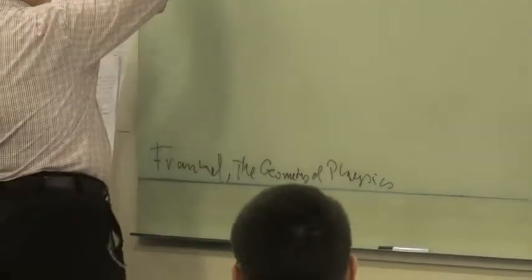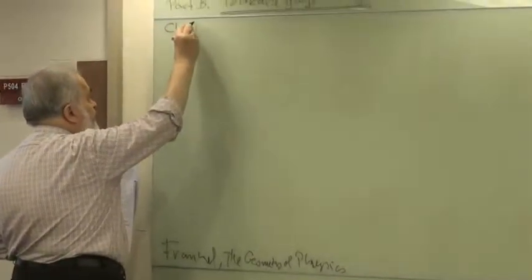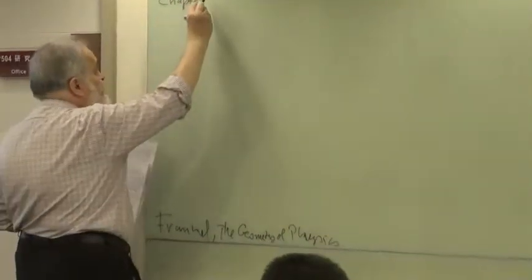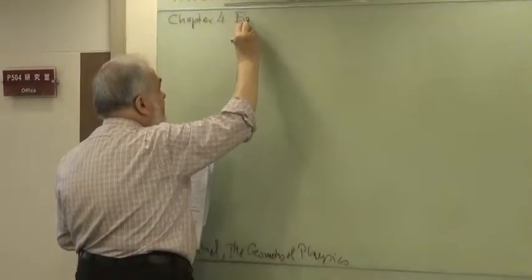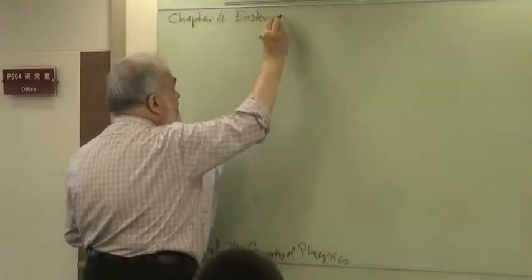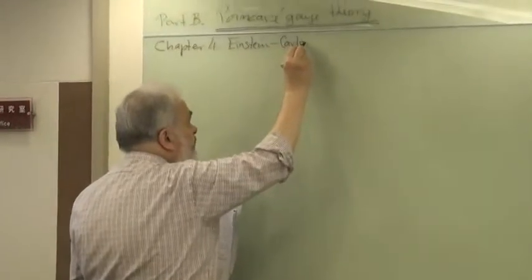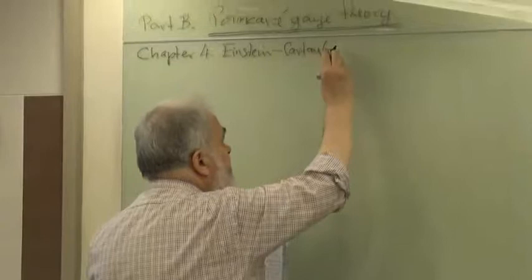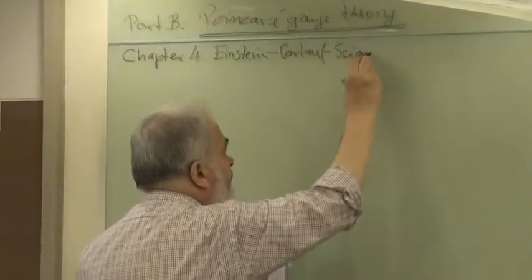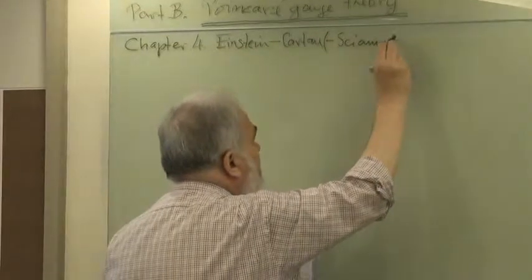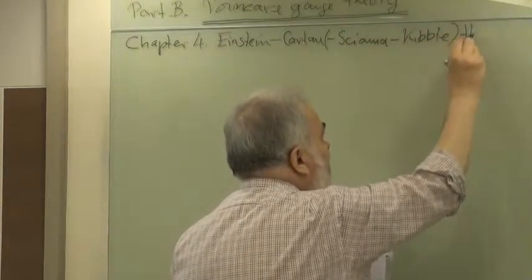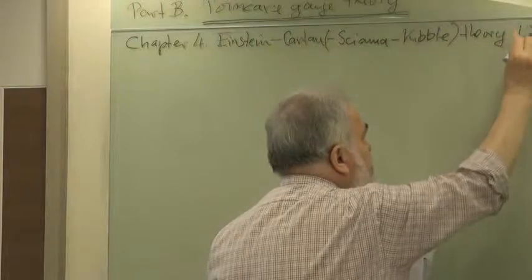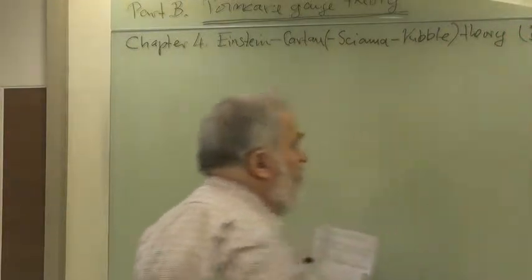In chapter 4, which is the first chapter, I just talk about the simplest quaternary cage theory, the Einstein-Cartan theory, or Einstein-Cartan-Sciama-Kibble, which is historically more correct. I will use just the abbreviation Einstein-Cartan theory, and the abbreviation is EC for Einstein-Cartan theory.